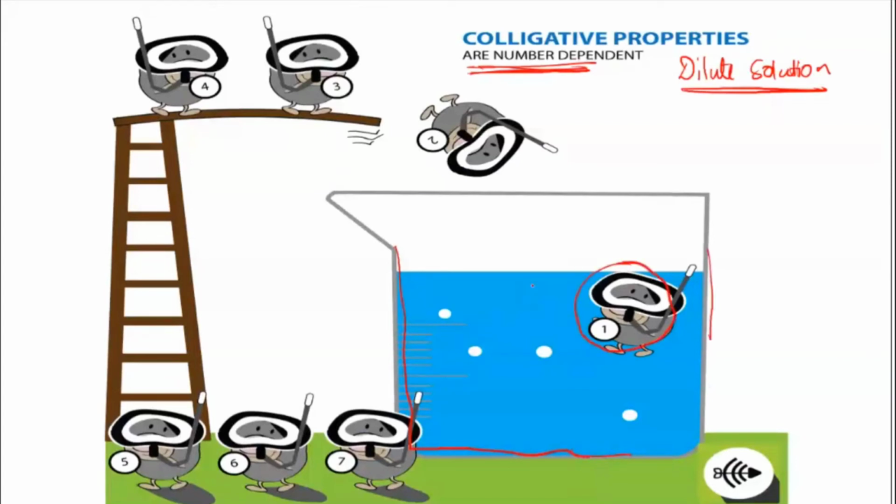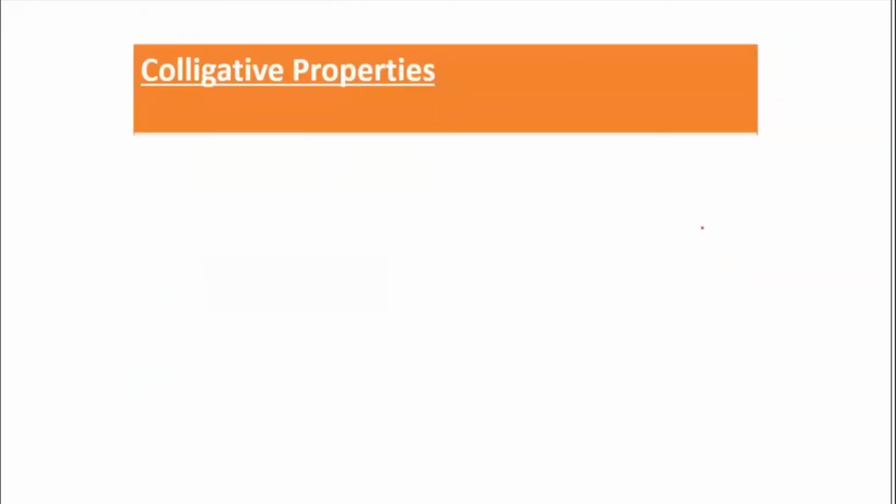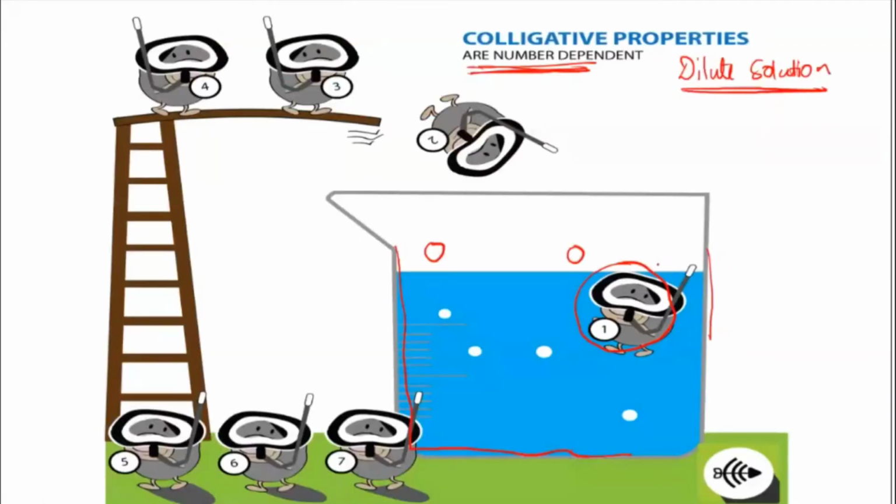When you have a dilute solution, there are fewer solute particles and a large number of solvent particles. That means these solute particles will be sitting in a very large space from one another. These solute particles will be far from one another, correct? So when they are far from one another, there will not be any interaction between solute and solute. If there is no interaction, then the behavior is going to be ideal in nature.